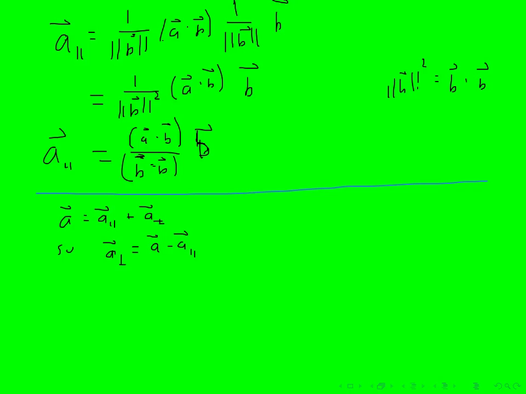So, if we've done all this work and we've calculated a parallel, then it's an easy matter to find the other vector that we wanted, a perpendicular. Remember that a was supposed to be a parallel plus a perpendicular. Well, if we simply solve this for a perpendicular, it is the original vector that we were given minus the parallel projection, and that should be a simple calculation.